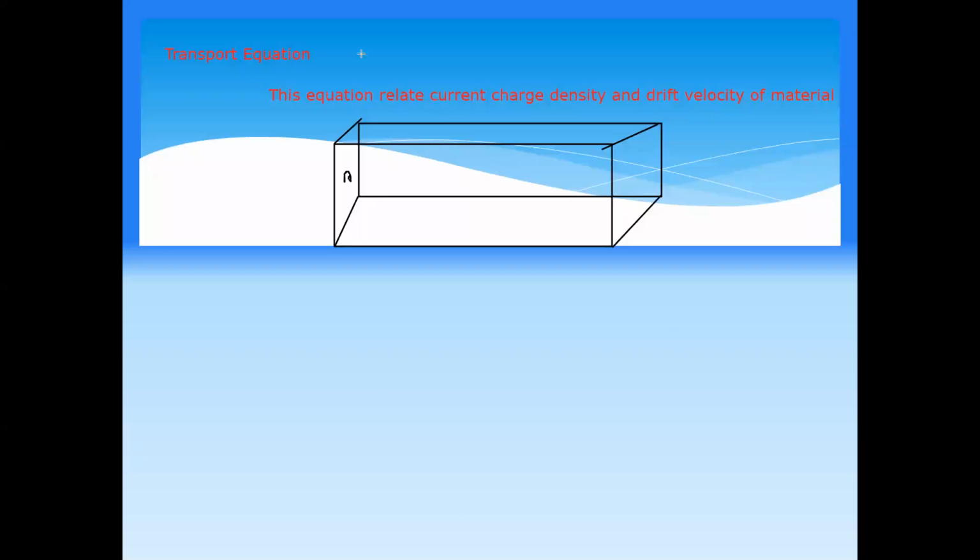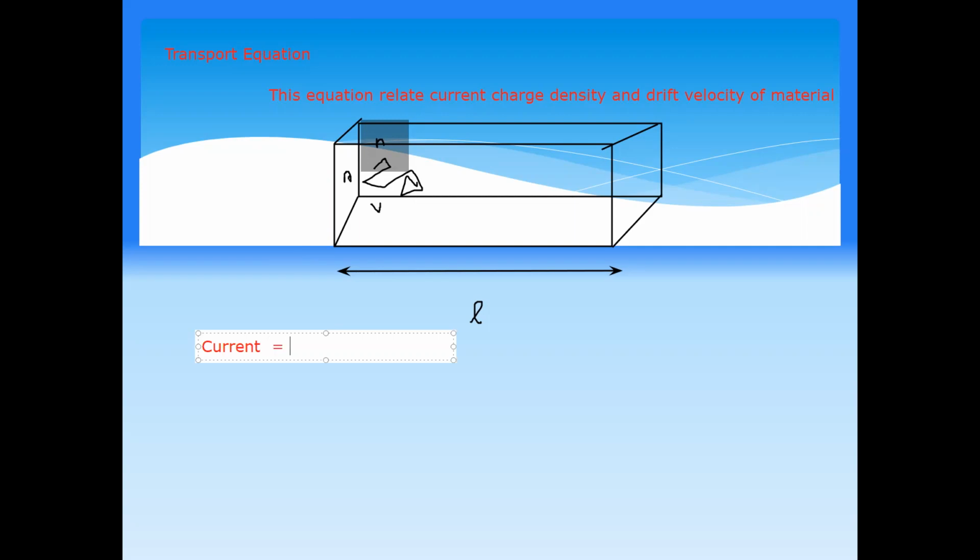For example, we have a wire which has a cross-sectional area A and length L. The number of charge carriers present is denoted by N, and the drift velocity at which these charge carriers are moving is V. We are finding a relation between the current, drift velocity, and the number of charge carriers, so we have the formula for current.